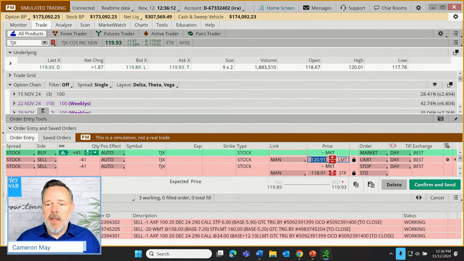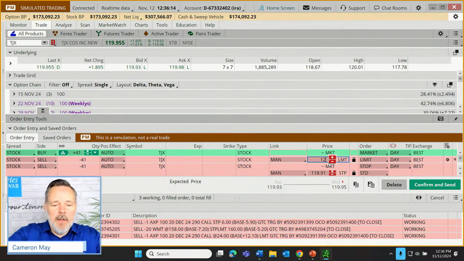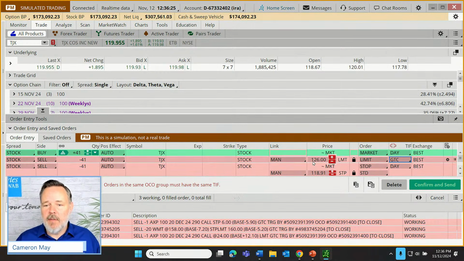The first one is going to be a limit order to take our profits if they happen. So I'm going to use this limit order field. 126 is going to be the price. And I'm going to make that good till canceled. So a limit order means I want to sell at this price or better. 126 is the lowest I'm going to go.